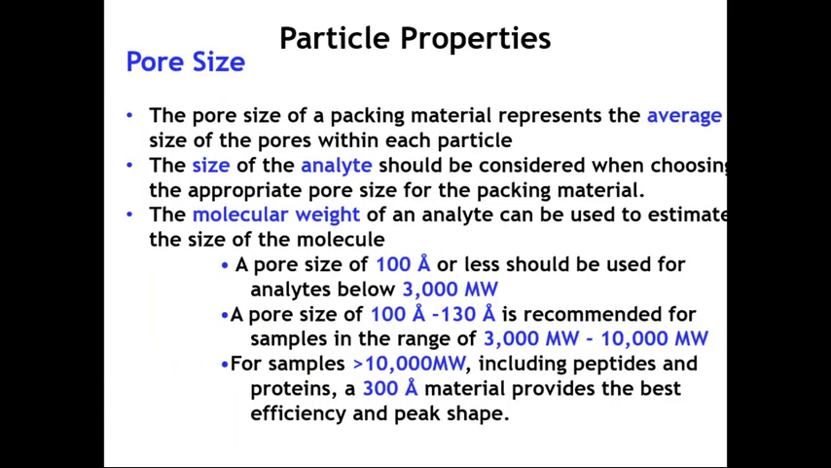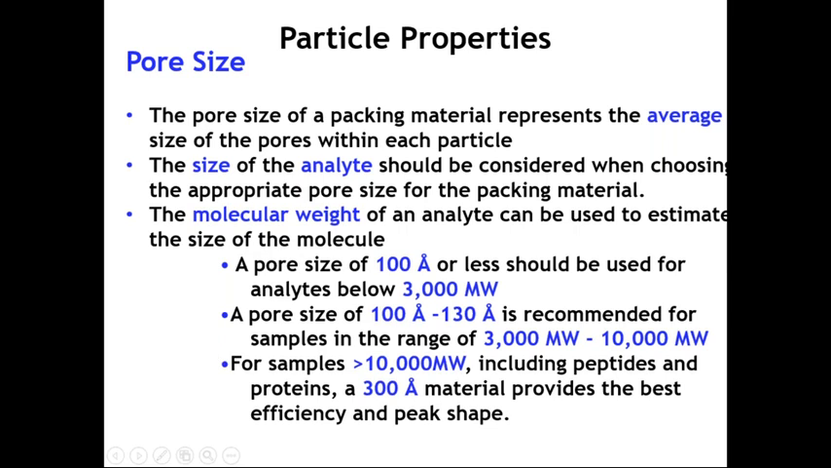So then we have, as I said, a pore size. So what is the pore size? It actually represents the average size of the pores on each particle. So the size of the analyte should be considered when you're choosing the appropriate pore size. So molecules which have got very high molecular weight should not be used on columns with low pore size. So a pore size of 100 angstrom or 60 angstrom should be used for analytes below 3000.